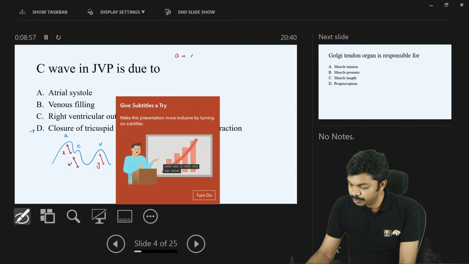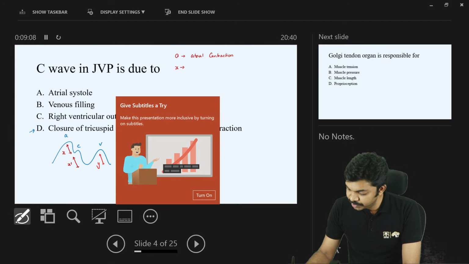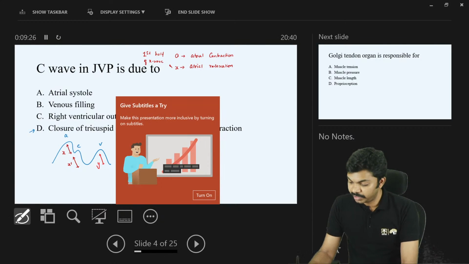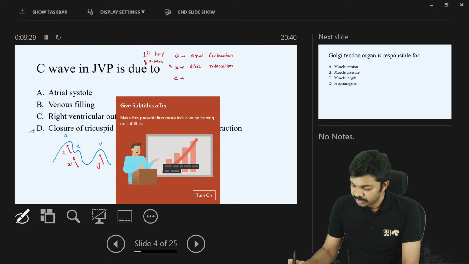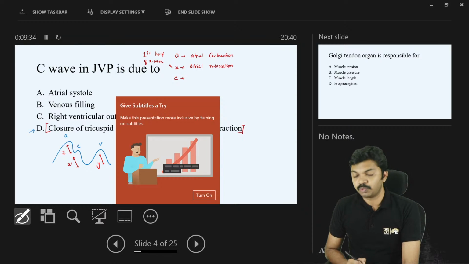So A wave is due to atrial contraction and initial half of X descent, that means X wave. X wave is due to atrial relaxation. Remember, this X represents the first half of X descent, before C. Alright, now we have C wave. C wave stands for the right answer here, closure of tricuspid valve during isovolumetric contraction.